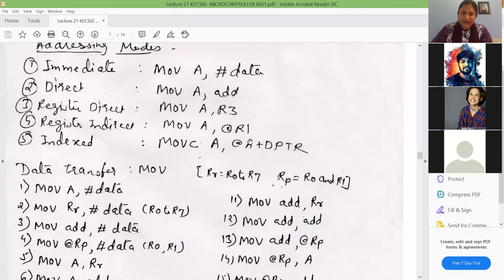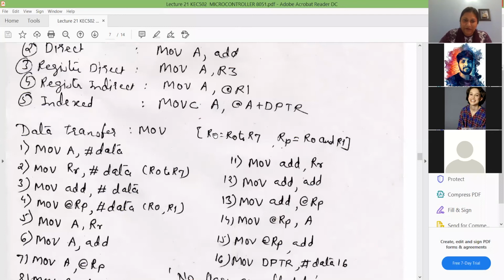So register indirect, we'll see this also, and here it is indexed. That means you are making some other memory location, so that's why it is called indexing. We'll see when we study these two instructions what they mean. So we'll see the data transfer instructions.